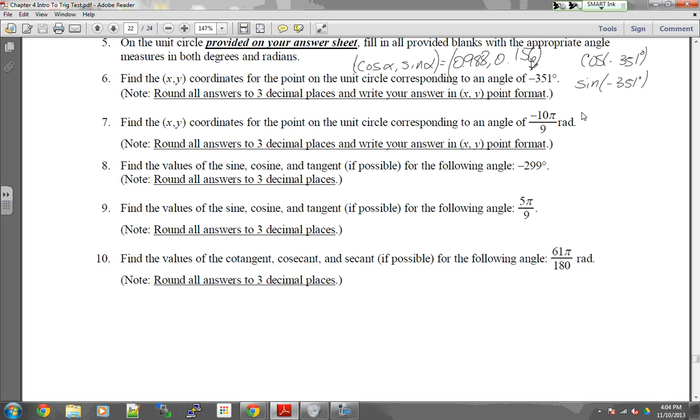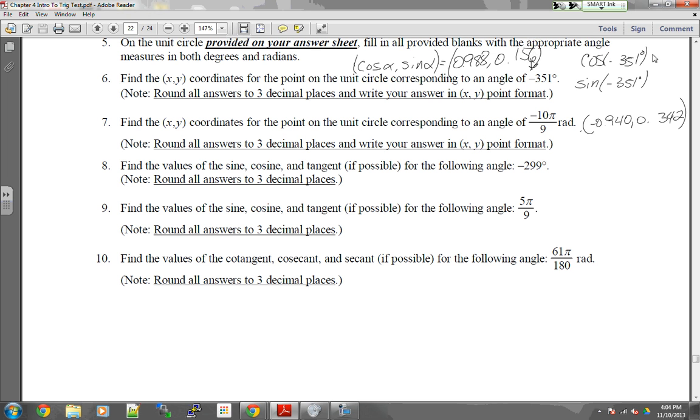And the sine would be 0.342. Okay. So the cosine was negative 0.940, and the sine was 0.342. All right, don't know why this pad's acting weird, but that's your answers.